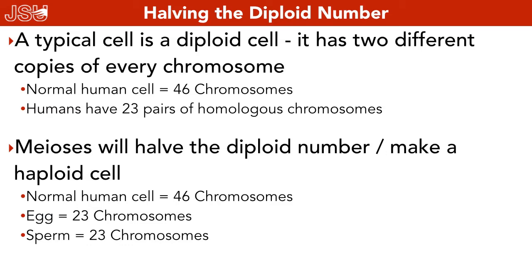Of those, we have 23 homologous pairs. That means that 23 of them, well, let me say it this way. For every one chromosome you have from your mother, you're going to have another from your father.